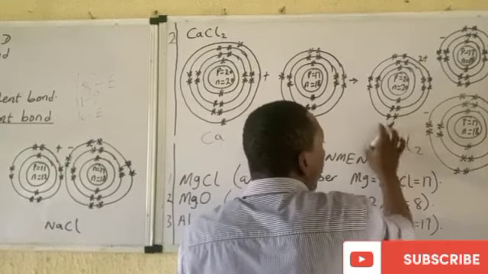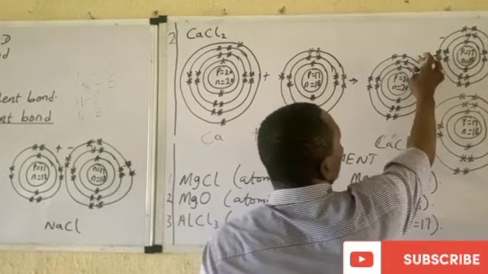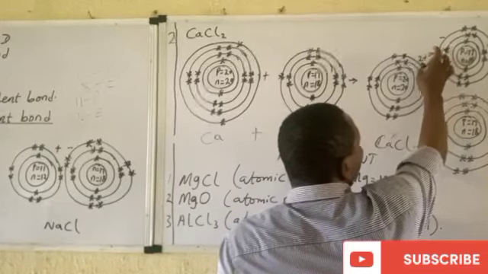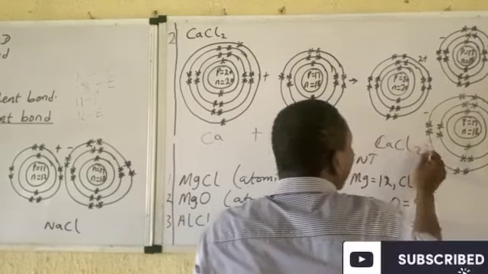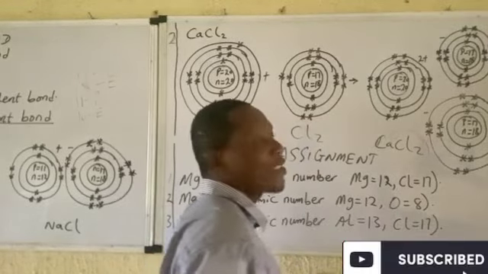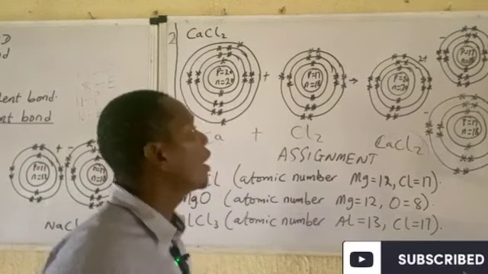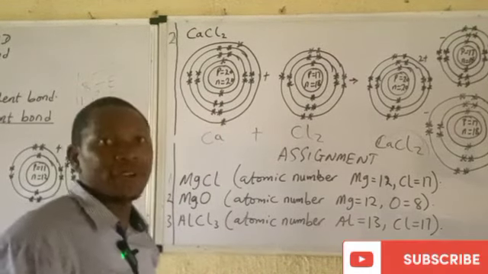Note that this whole compound, the attraction between these 2 plus and these negative charges, actually holds this whole compound together. So it's a very simple kind of bond and very easy to understand.